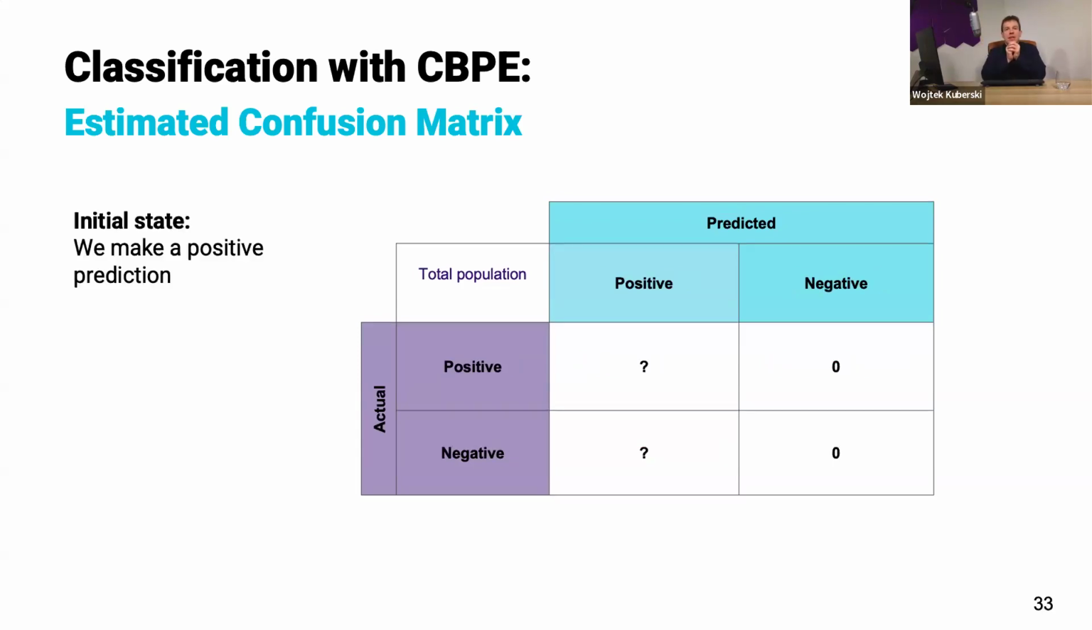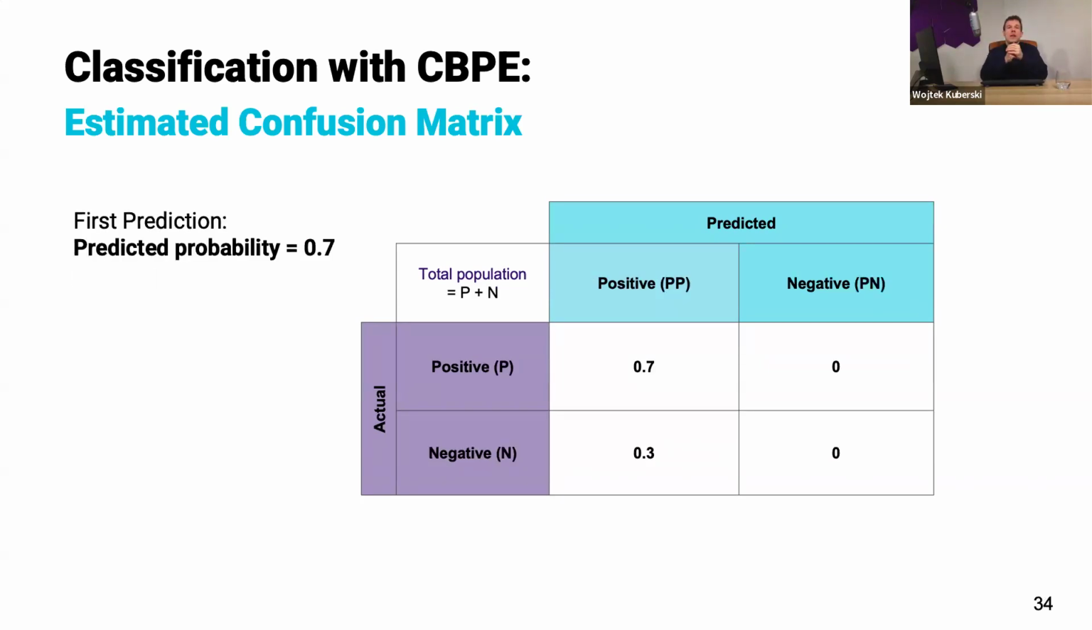So the first point is that we're going to take a look at the model prediction, and let's say that the model makes a positive prediction. That already gives us some information about the confusion matrix, because if the model predicts positive, it means that it's definitely not a negative prediction. So we already know that it's not a false negative. We know that it's not a true negative. So in both of those cells, we're going to put 0.